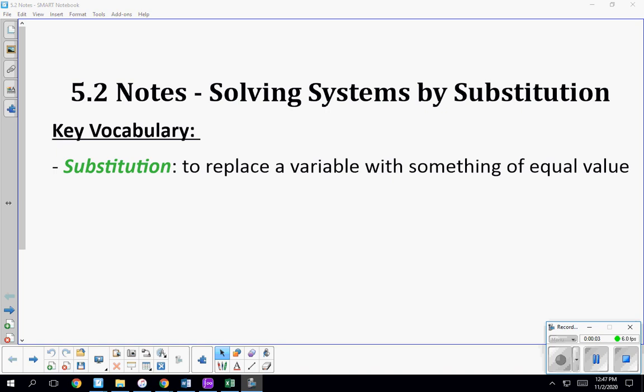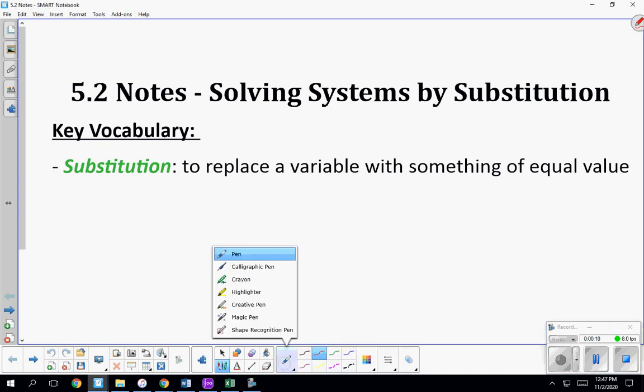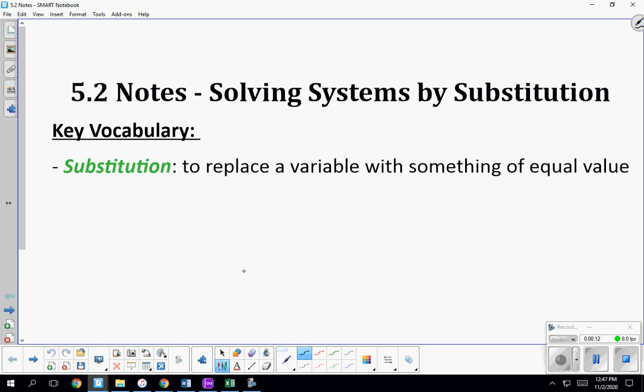In this video, we're going to look at a second method for solving systems of equations called substitution. So hopefully this is not a new word. We've been substituting variables into our problems for a long time now. So substitution, we're just replacing a variable with something that is equivalent. So in the past, we were substituting values.